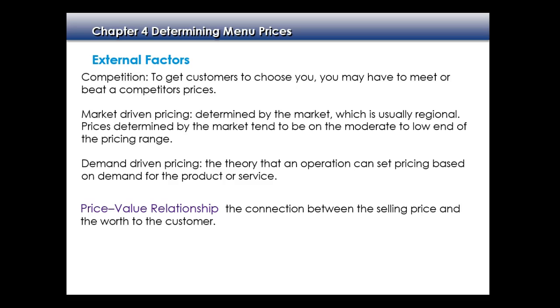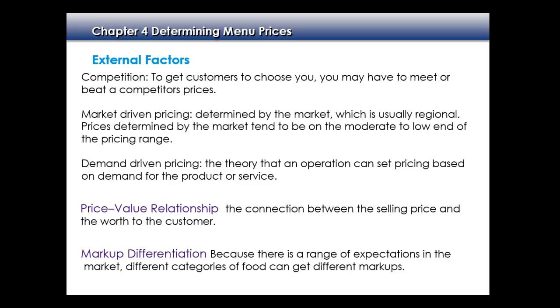So the price-value relationship is that connection between the selling price and the worth to the customer, that value. Do they feel like they're getting their money's worth? And then the markup differentiation. Because there is a good range of expectations in the market, different categories of food can get different markups.